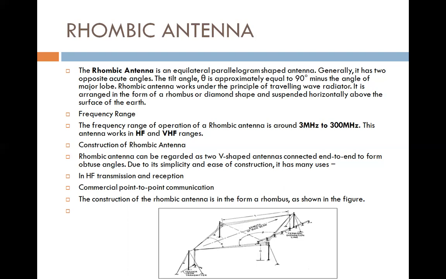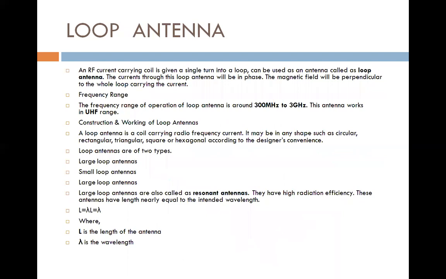Due to simplicity and ease of construction, it has many uses. It is used in HF transmission and reception. It is used in commercial point-to-point communication. The construction of the rhombic antenna is in the form of a rhombus as shown in the figure. See the figure, the structure looks like a parallelogram or diamond shape or rhombus. That's why it is called a rhombic antenna.